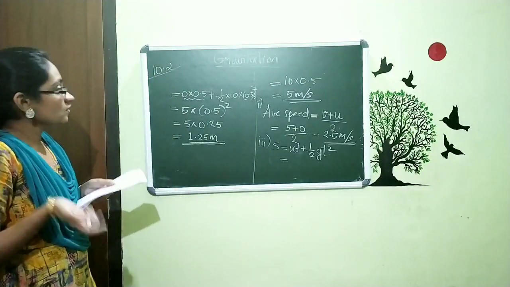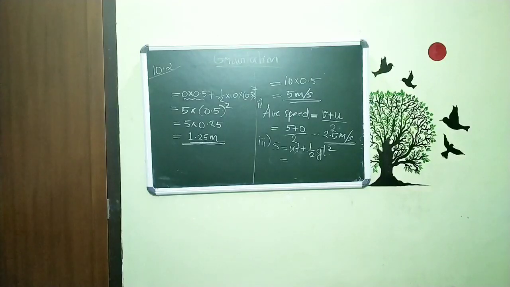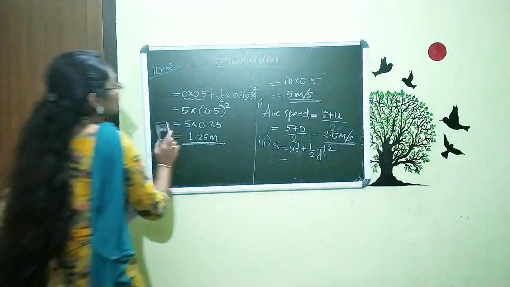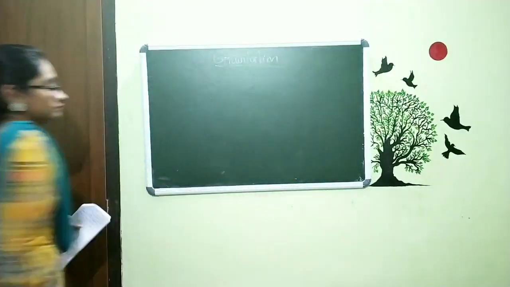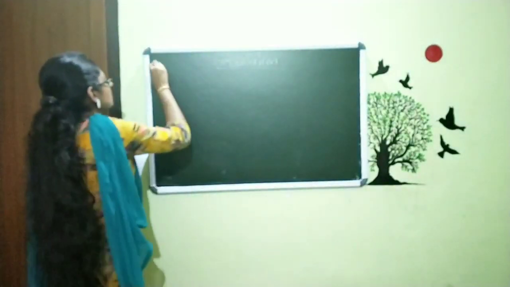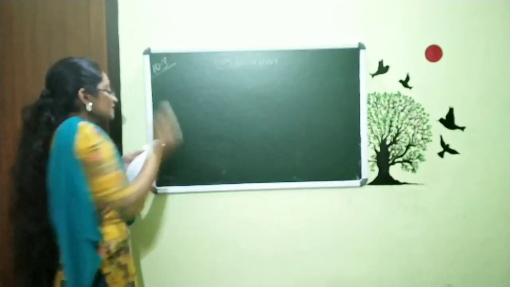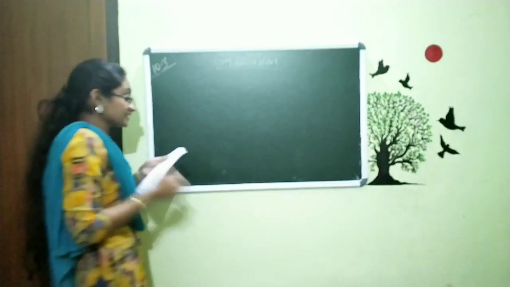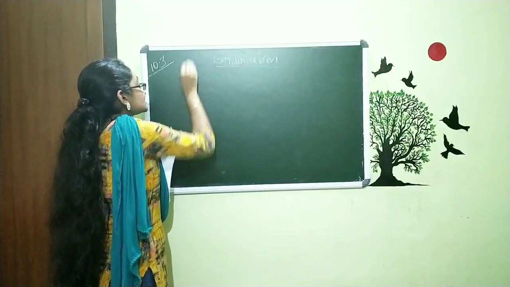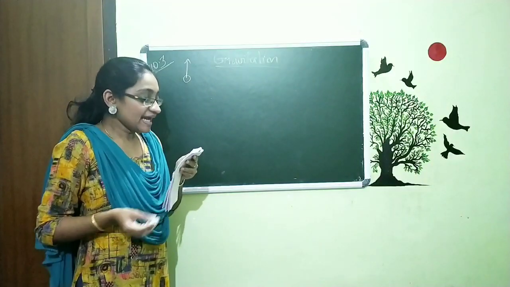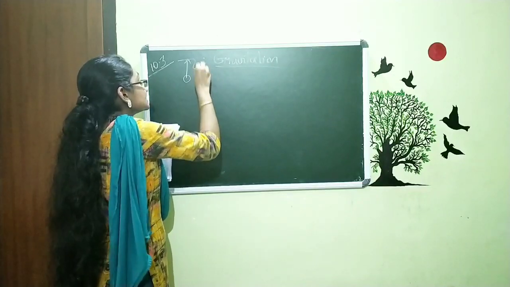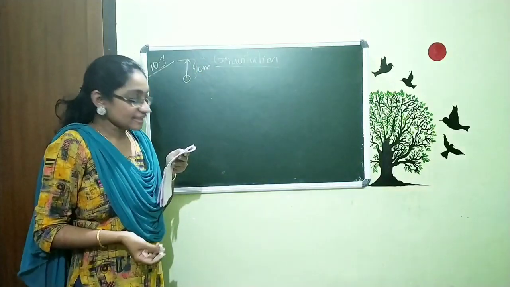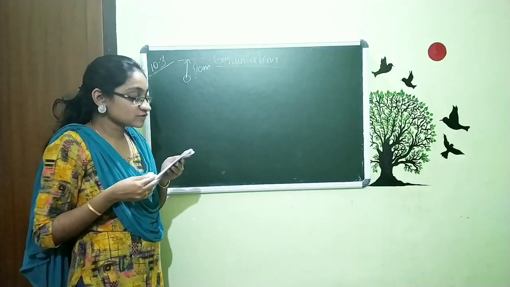Now, there is also one more example, that is 10.3 on the same page number 136. Next we are going to explain this. 10.3. The question is like this: an object is thrown vertically upward and rises to a height of 10 meter. Calculate the velocity with which the object was thrown upward.